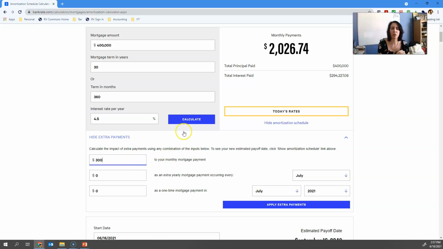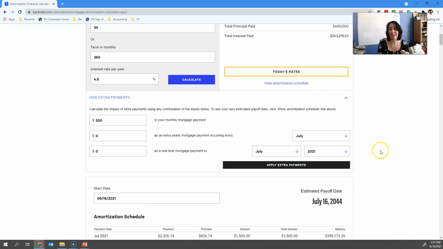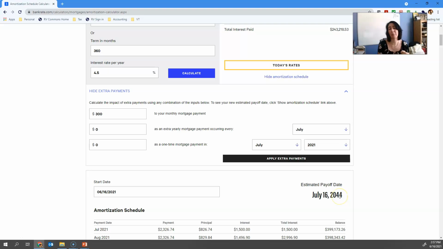So we had $300 a month extra, we applied that extra payment, and now we're down to $243,000. Originally it was $329,000. So you've saved about $80,000? I can't do that in my head real fast, but about that. You've saved about $80,000 by paying an extra $300 a month, and your loan is done about 7 years early.